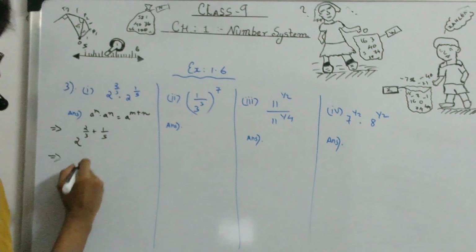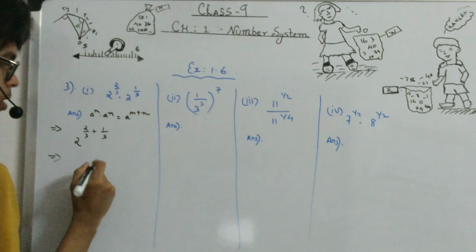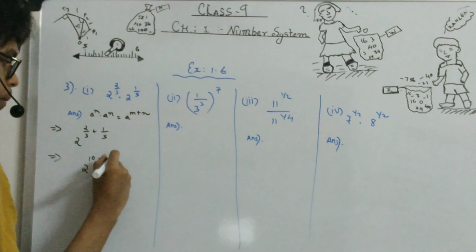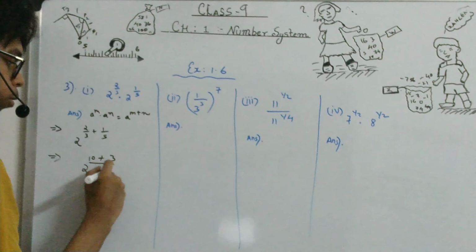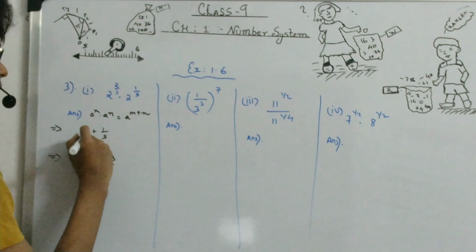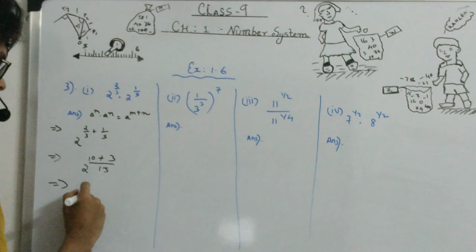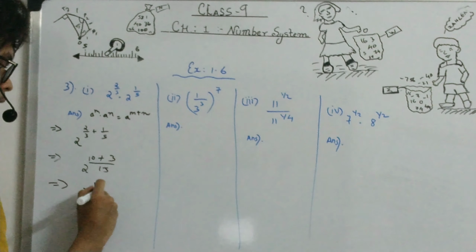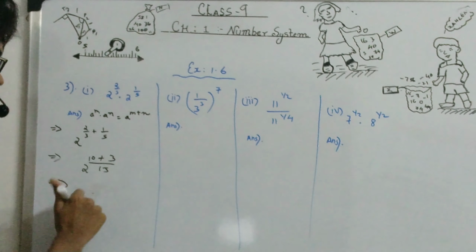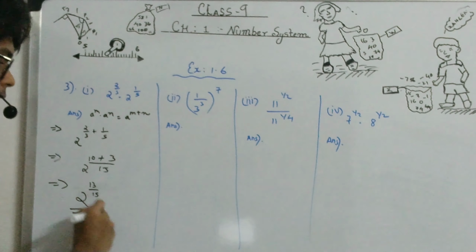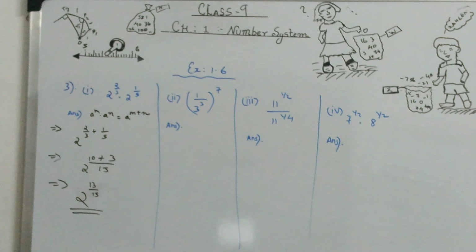Okay, now you know how to do this. We can do our cross multiplication. So this we multiply with this, so we will get 10 plus 3 divided by 15. This into this plus this into this, divided by the denominator. So here you will get 2 raised to 13 by 15. Okay, this is your answer: 2 raised to 13 by 15.